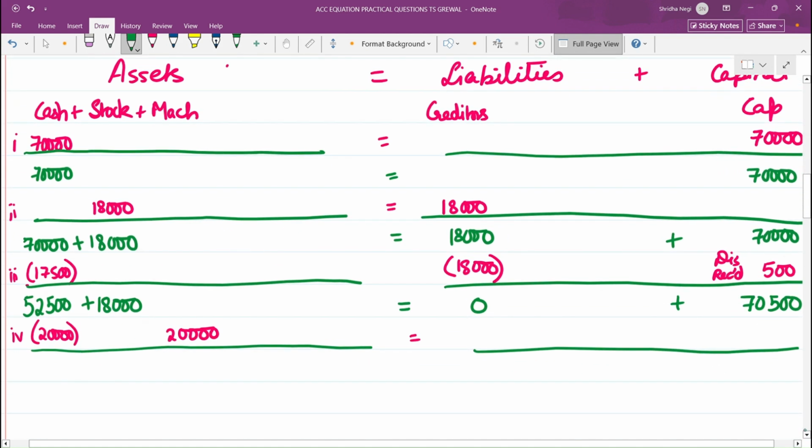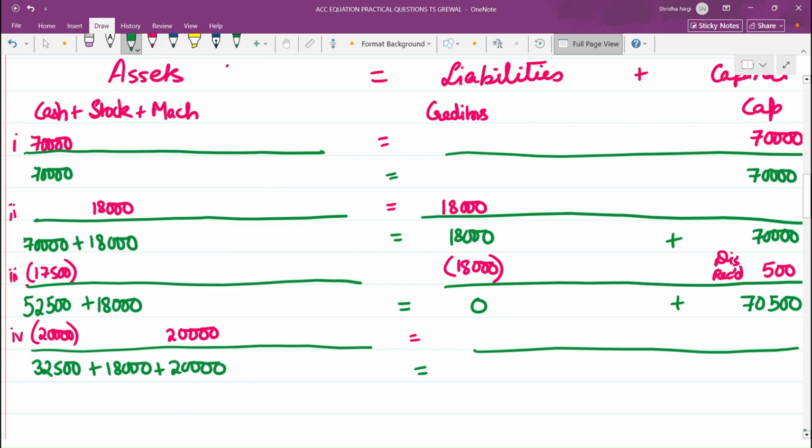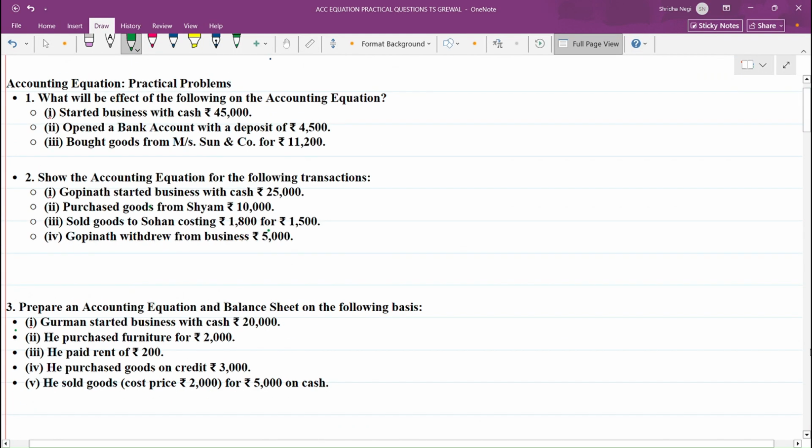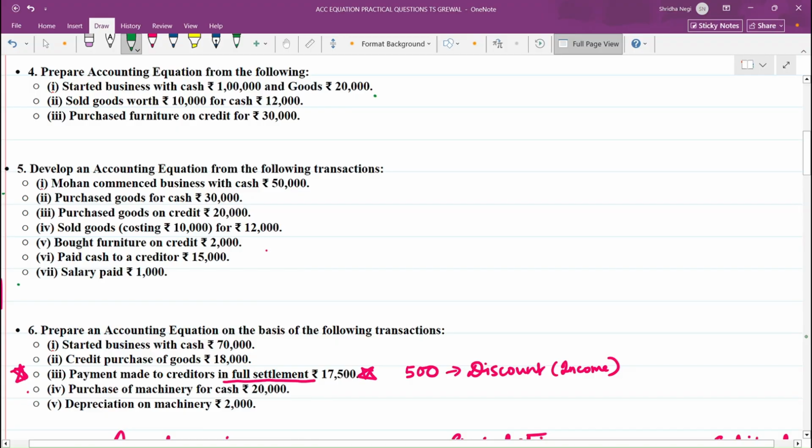So here 52,500 minus 20,000, which is 32,500 is the cash now. Stock is your 18,000 and your machinery is 20,000. ठीक है. इधर 0 हो गए creditors and your capital is 70,500. ठीक है. Now the last one, the last transaction is depreciation of machinery rupees 2000. Depreciation is an expense. It's for the current year. है ना? Current year का expense depreciation is 2000.